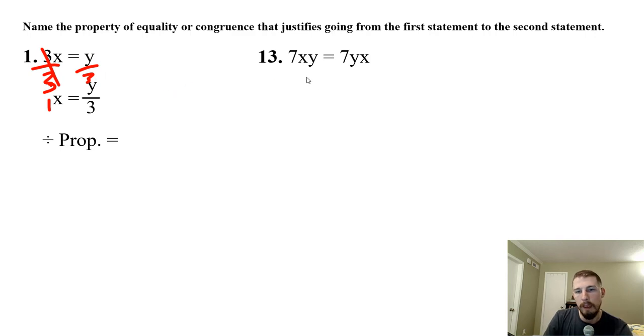the other side. Now on this one we have the x and the y switching places. Alright, so we're switching places for the two variables x and y. They're separated by multiplication, so this would be the commutative property of multiplication.